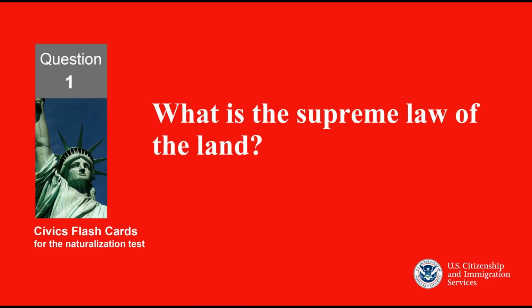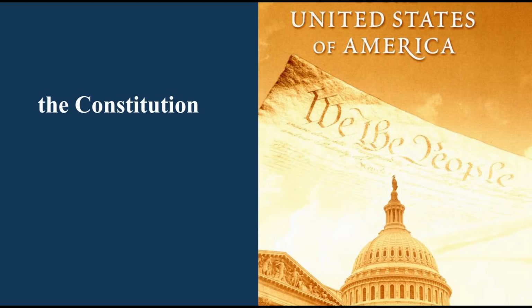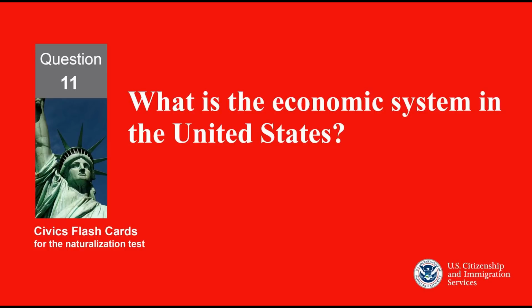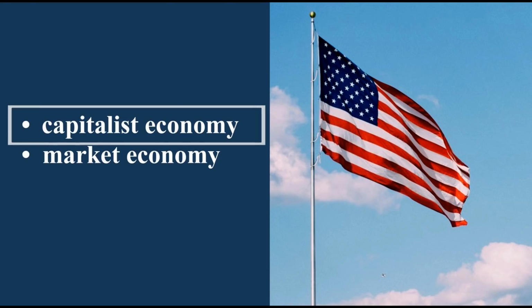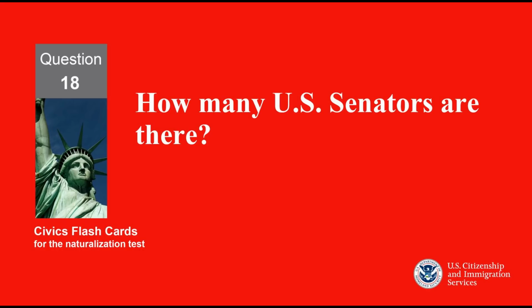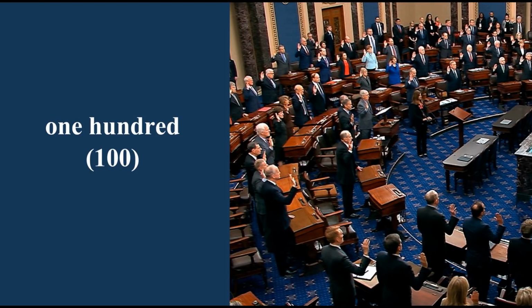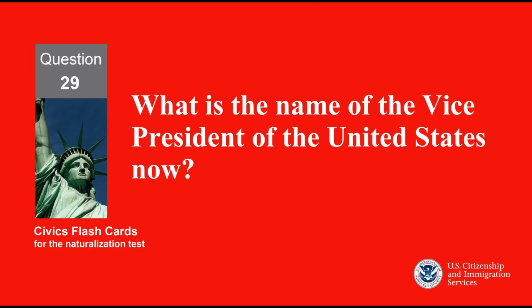What is the supreme law of the land? The Constitution. What is the economic system in the United States? Capitalist economy. How many U.S. senators are there? 100. What is the name of the Vice President of the United States now?